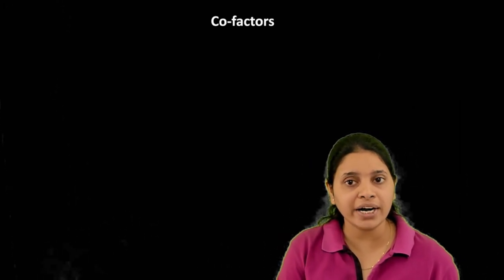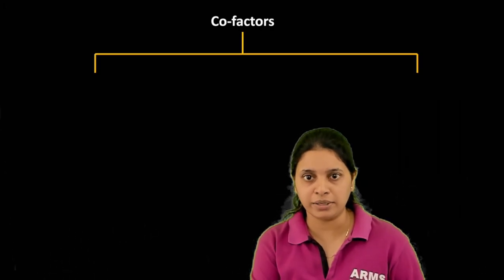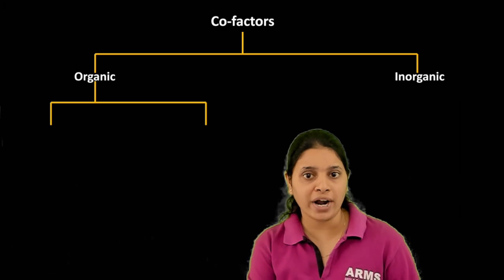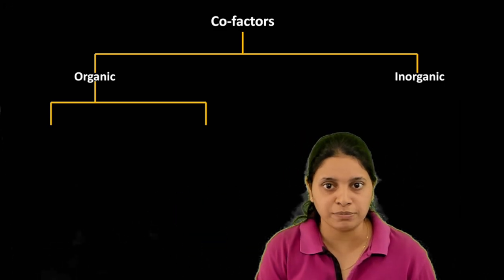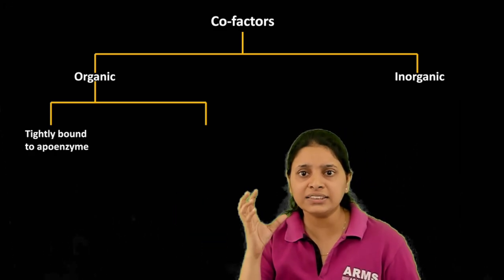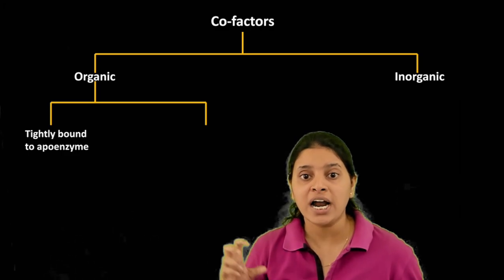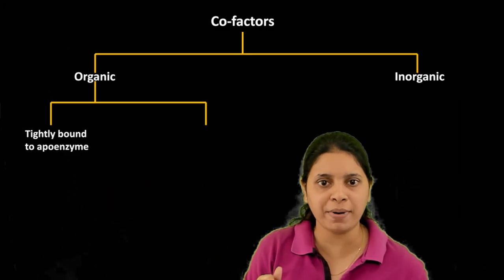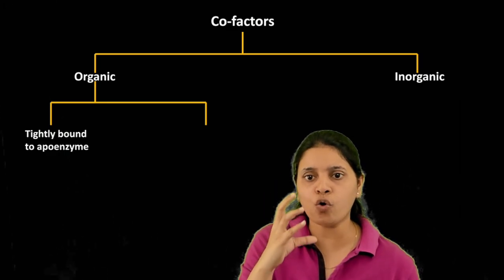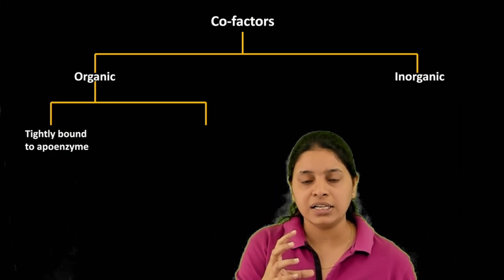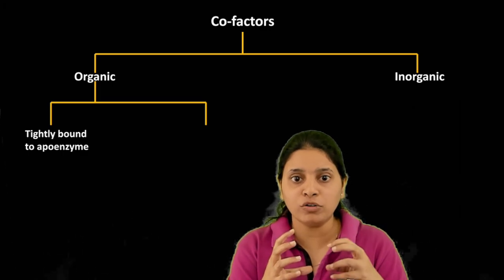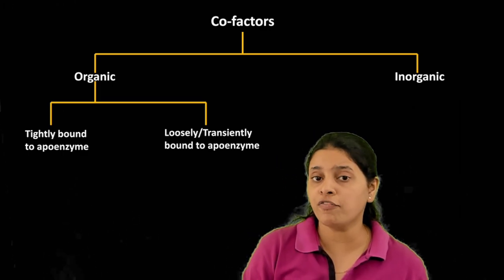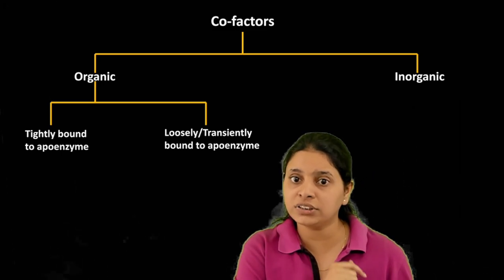Now, we can divide cofactors into two types, organic and inorganic. Organic cofactors can be divided into two types. First, there are some organic cofactors which are tightly bound to the apoenzyme. Apoenzyme is the protein part, right? So, to this main core enzyme part, protein part, there are some organic compounds which are tightly, permanently associated. Such type of cofactor is called a prosthetic group.